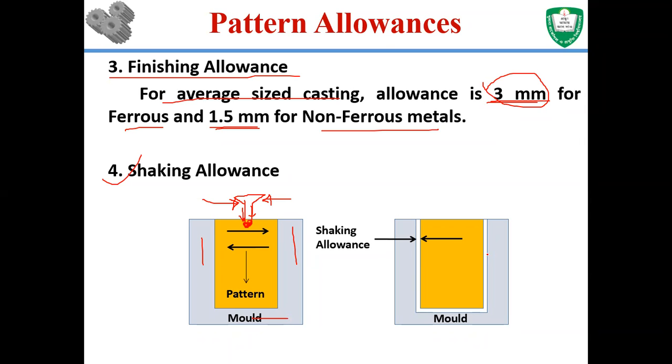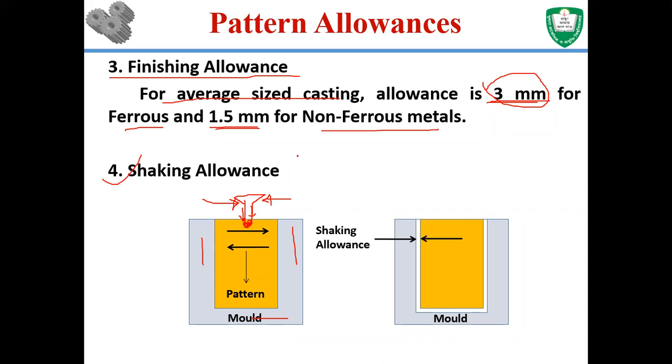If the cavity dimension increases because of the shaking, then you need to reduce the pattern by that size. Let's say 1 millimeter dimension has been increased for the cavity. Then you need to reduce 1 millimeter for the manufacturing of the pattern.